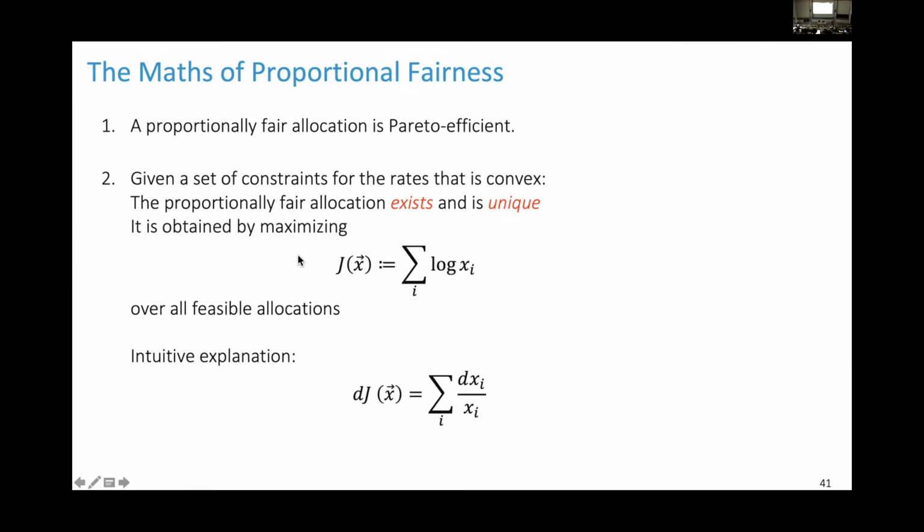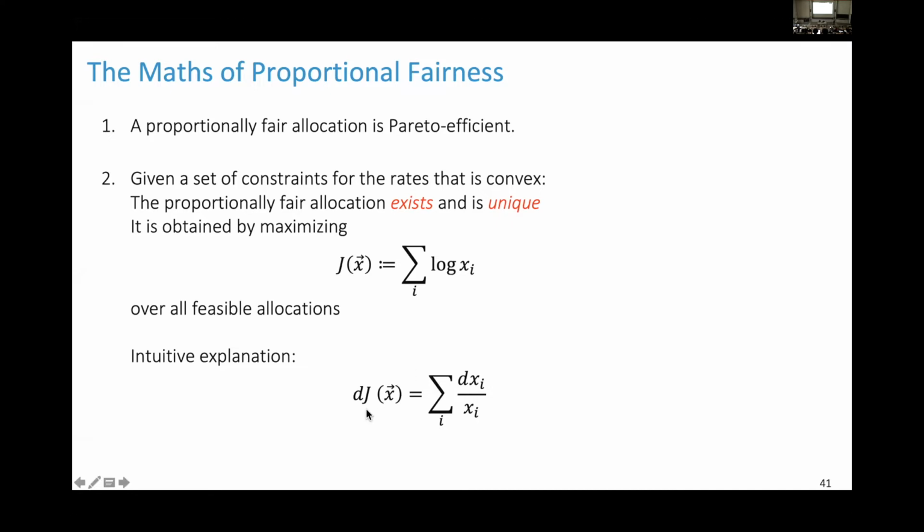How can we compute it? Well, we should maximize the sum of logarithms of rates. If we maximize the sum of logarithms of rates with respect to the constraints, which is business as usual, coming from the capacity of our links, then we will obtain the unique proportionally fair allocation. I can give you an intuitive explanation why we do that. The more formal and rigorous things are written in the textbook.